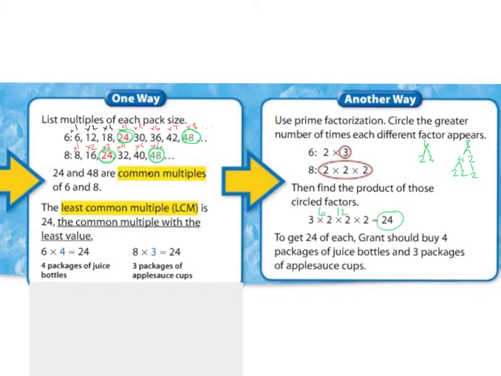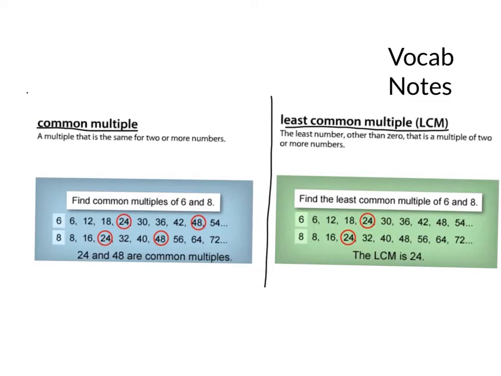We're going to practice both of those today, and you're going to need to decide which one you like best. Do you like to make a list, or do you like to do prime factorization? You'll find out. Here are your vocab notes for today. Please write them down with your examples right here. And notice how I don't have them printed out. So just take your time, take about 3 minutes, write it down, and move on. We're moving on in 3, 2, 1.